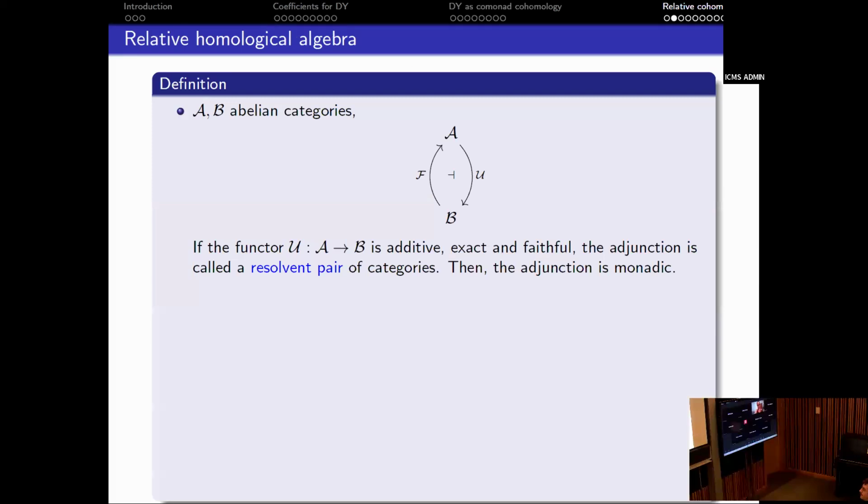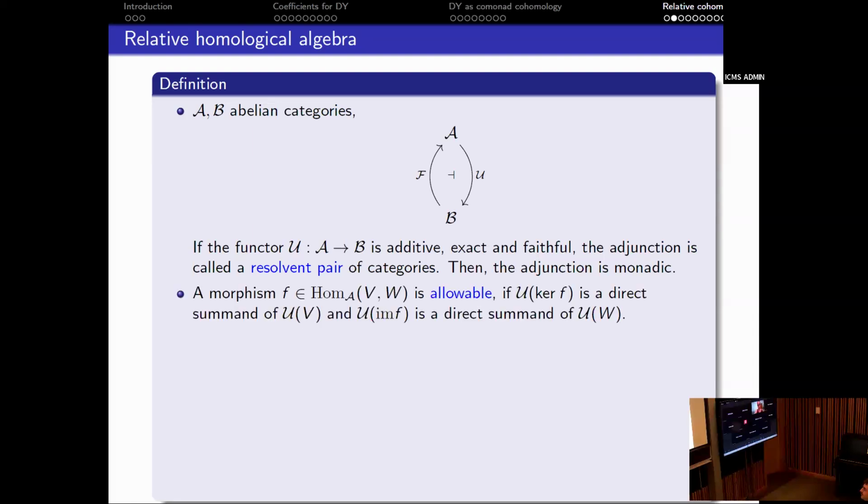So this is the setting. We have abelian categories. Then we have here an adjunction, and we assume that the functor U, which is the right adjoint, is additive, exact, and faithful. The terminology is that we call this adjunction a resolvent pair of categories. And in our setting, such an adjunction is automatically monadic, but this is something I'm not going to use. It's just a side remark. Everything in the sequel will depend on the adjunction, but the adjunction will be suppressed in the notation, because it would be rather cumbersome to have this as an index.